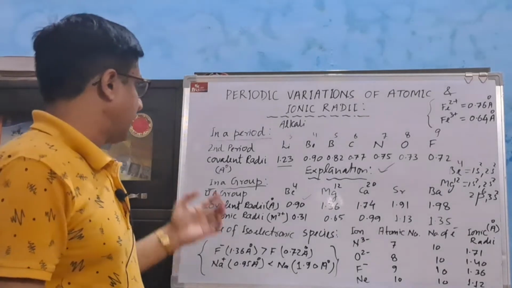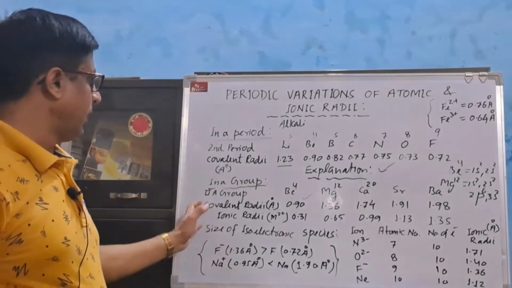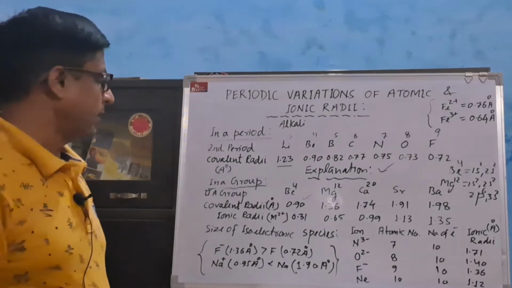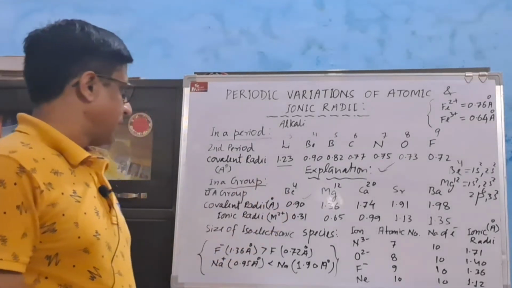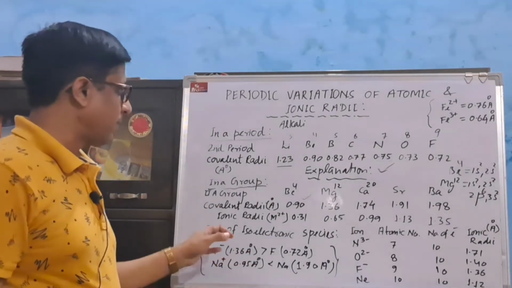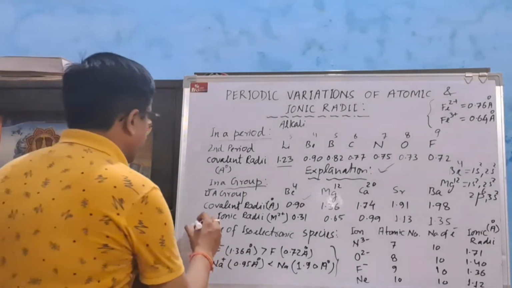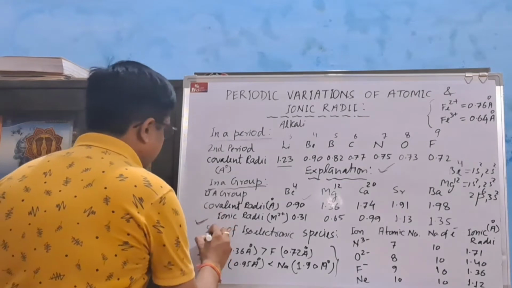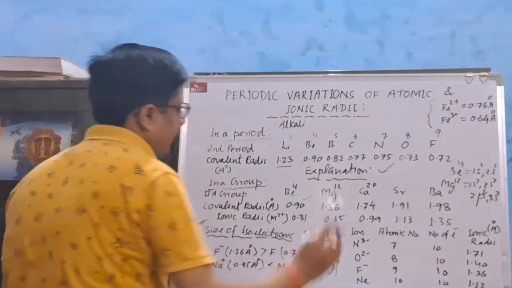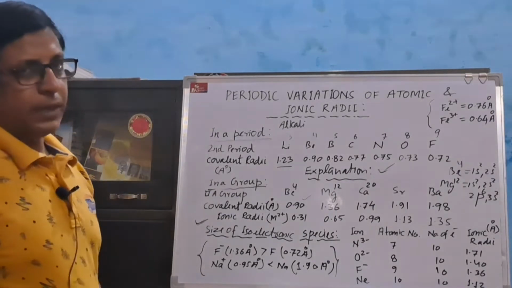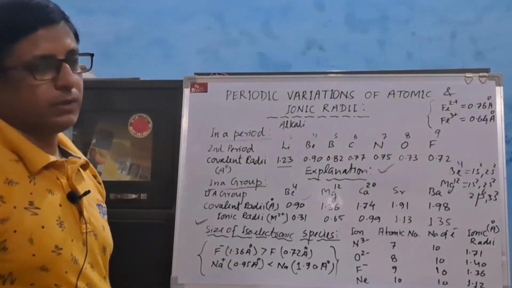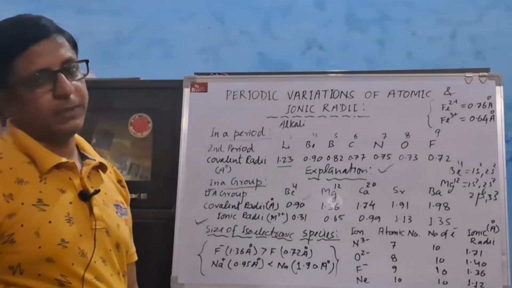Thus we see that in a group the covalent radii or ionic radii go on increasing downwards. Next, I shall consider the size of isoelectronic species. Isoelectronic species can be defined as the atoms or ions having the same number of electrons. The number of electrons is the same.